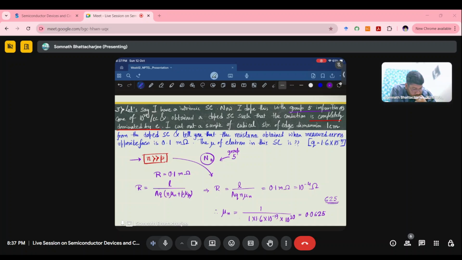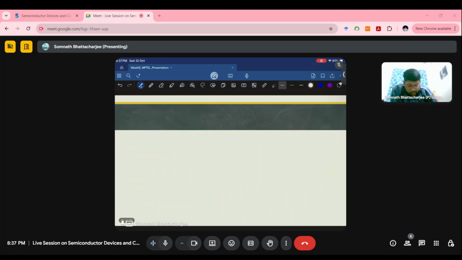So I have 10 to the power. Oh, okay. Sorry. I forgot to just multiply this term. So it should be this. Then it should be 10 to the power 4, right? And this is 10 to the power 4, so this is 625. So I just forgot to multiply this milliohm term. Is it okay? I guess it's okay. So let's move on to question number 4.